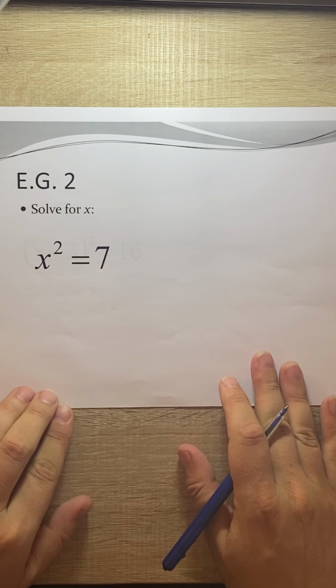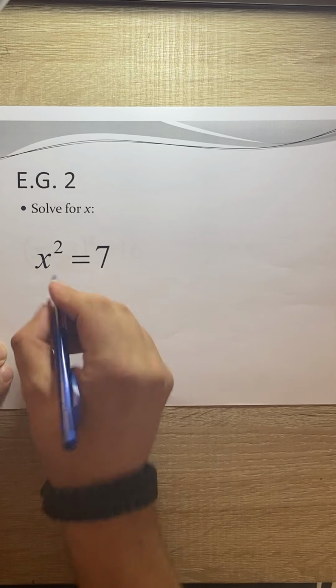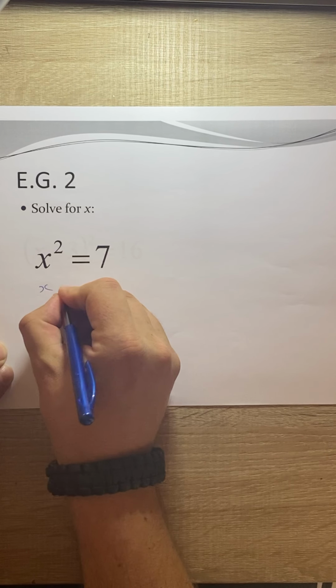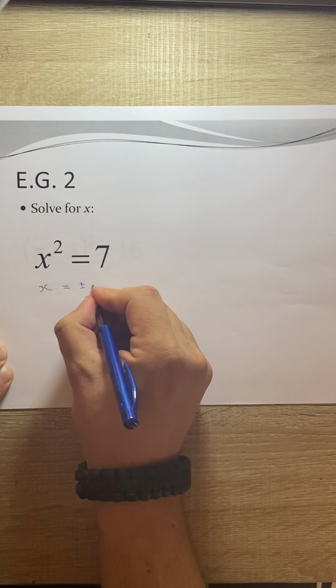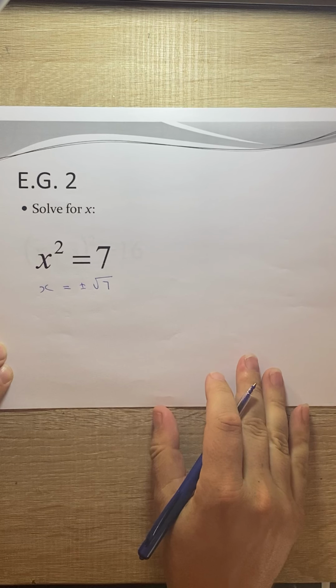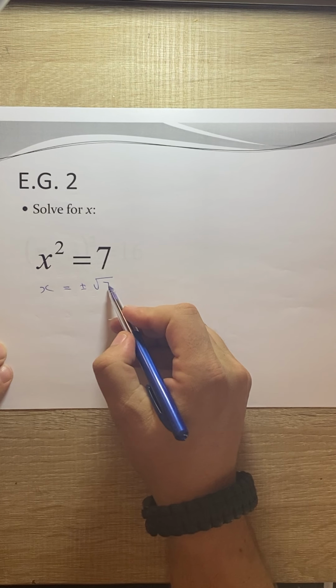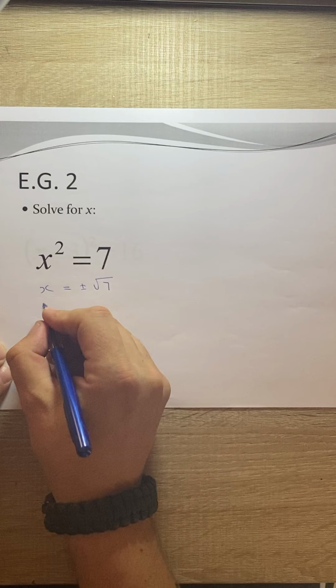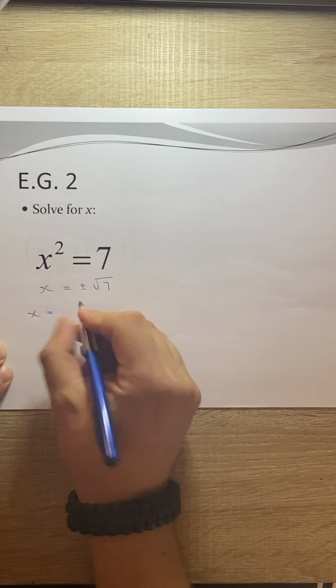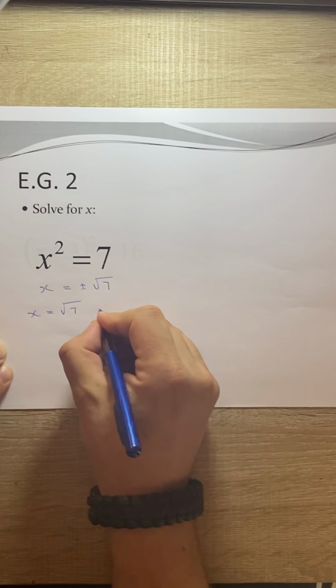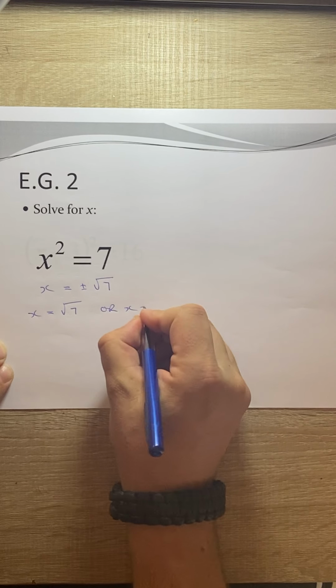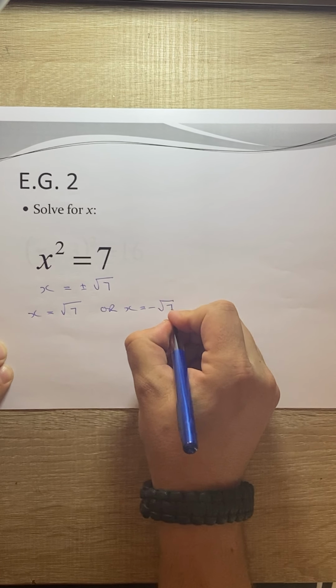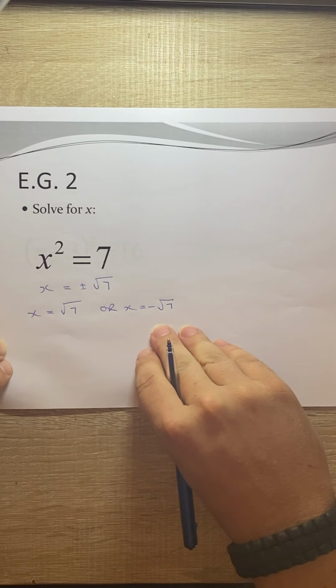Going on to the next example. Take the square root of both sides and we get x is equal to plus or minus the square root of 7. Now, 7 is not a perfect square, so we cannot take the square root of it. So we're just going to get here x is equal to the square root of 7 or x is equal to negative square root of 7. As easy as that, grade 11s.